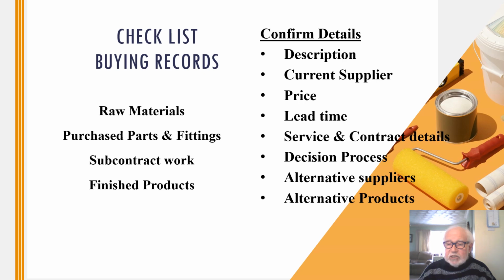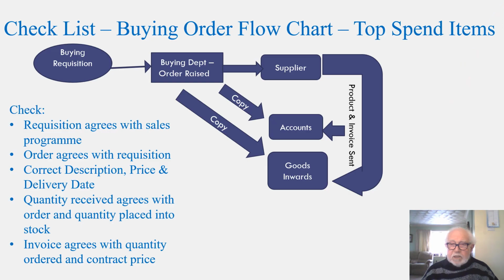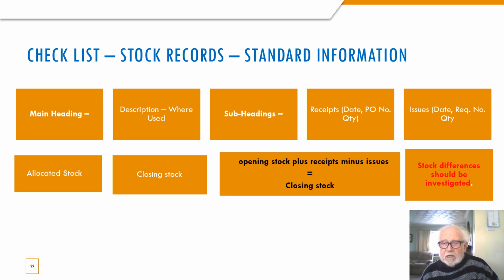This slide shows the basic information that should be on buying records for all types of product or service. This flowchart outlines the audit trail for a purchase order from initial requisition to receipt in goods inwards and warehouse stock. Take a random selection of orders placed and check all stages agree with the sales program. If actual stock does not agree with that calculated, you need to establish the reason.